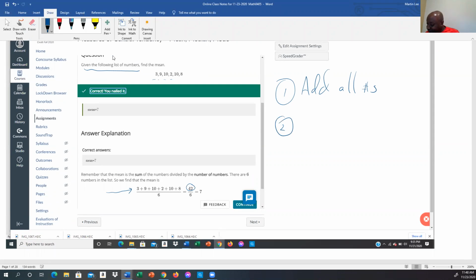Second thing you want to do is divide by the number of numbers. Well, since we had 6 numbers here, we're going to divide by 6 here. And then 42 divided by 6 is going to give me 7. So my mean is 7.